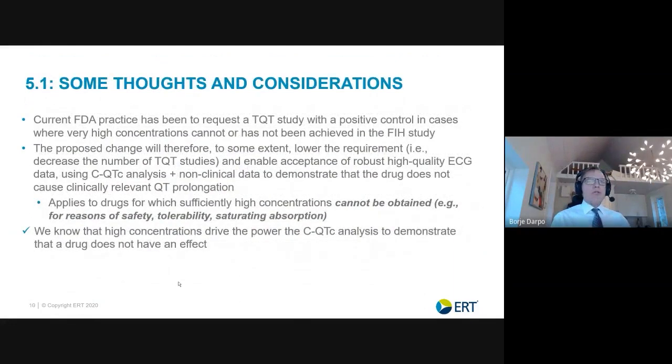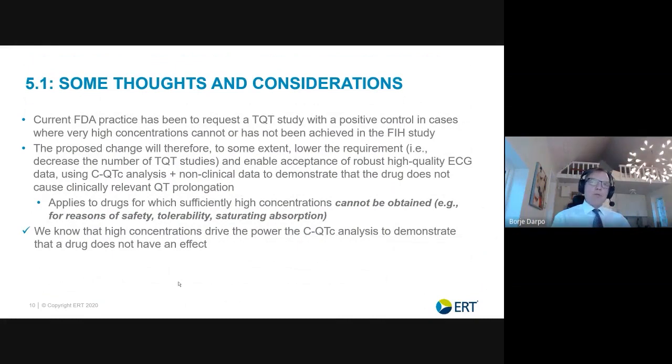So some thoughts and consideration from our perspective. The current practice, as I said, has been to request a therapeutic study with positive control in cases where high concentrations have not been achieved or cannot be achieved in the first-in-human study. The proposed change will therefore to some extent lower the requirement. That is, it will reduce the number of therapeutic studies and enable acceptance of robust, high-quality ECGs using concentration QTc analysis to be supplemented by non-clinical assays to demonstrate that a drug does not cause clinically relevant QTc prolongation, even in the absence of a positive control.